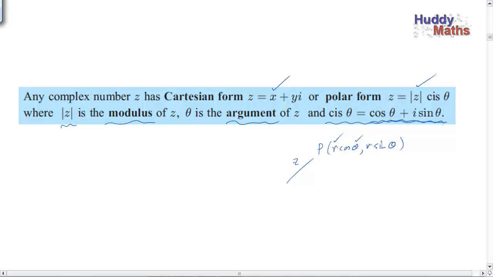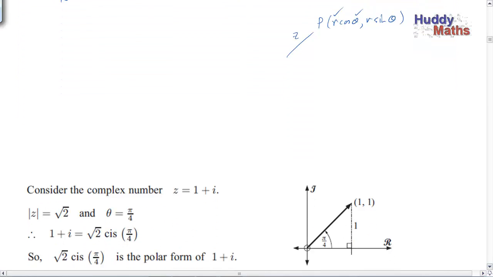Oh, is your head spinning yet? Now we've got another way of looking at a complex number, and we've got to be able to use either form quite clearly. All right, come down now and let's have a look.